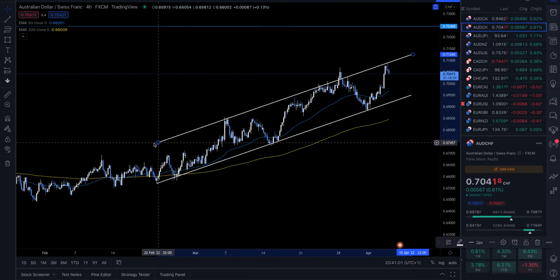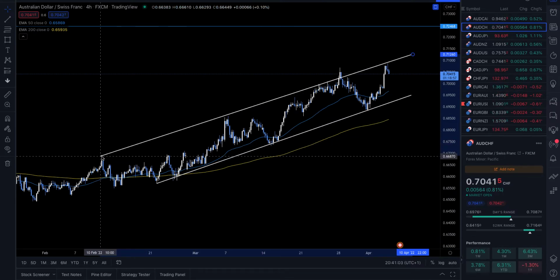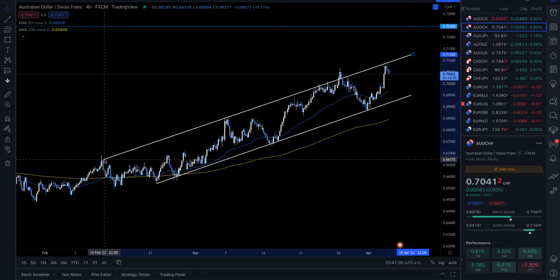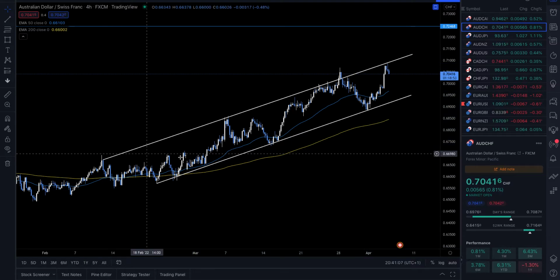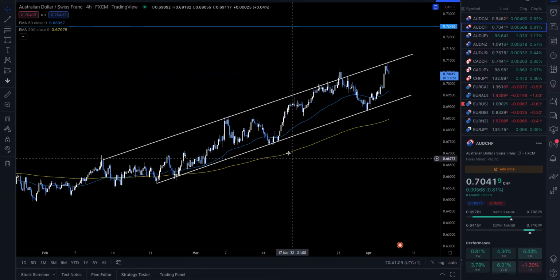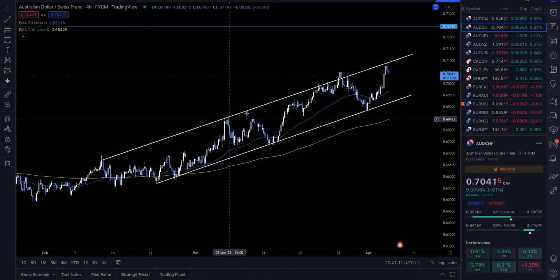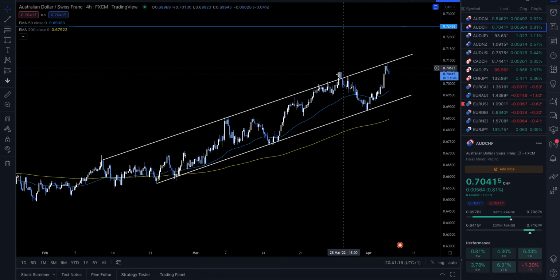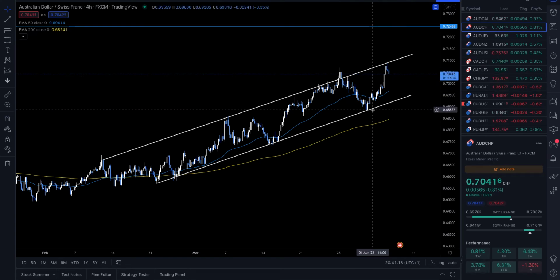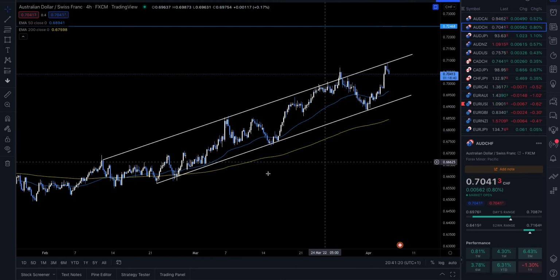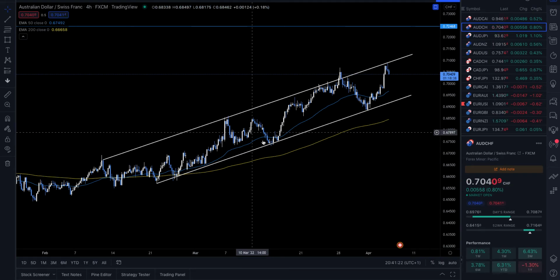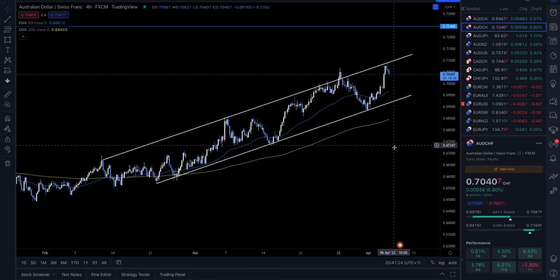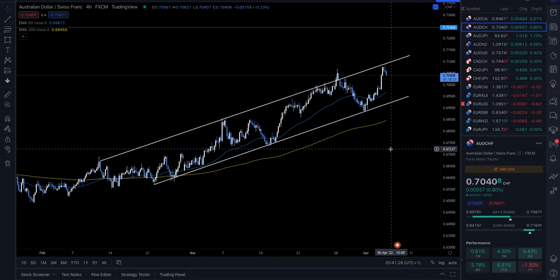What we can do is extend this back and see if we can get it to touch somewhere around here. It's not necessary, but there is our channel formation. Perfectly parallel. We've had multiple touches along the way. Price rejecting every single time, apart from this little breakout here, but shortly after price did move back into the channel. So here's our channel formation, and this is what price has pretty much been sticking within since the end of, in fact, the start of February.